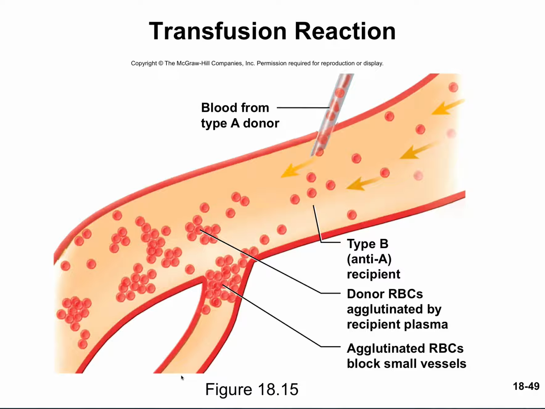Take this for example. A type B person has type B antigens. A type A donor donates. The recipient's plasma does not recognize it, so it attacks the type A, causing it to agglutinate, and the red blood cells block small vessels.